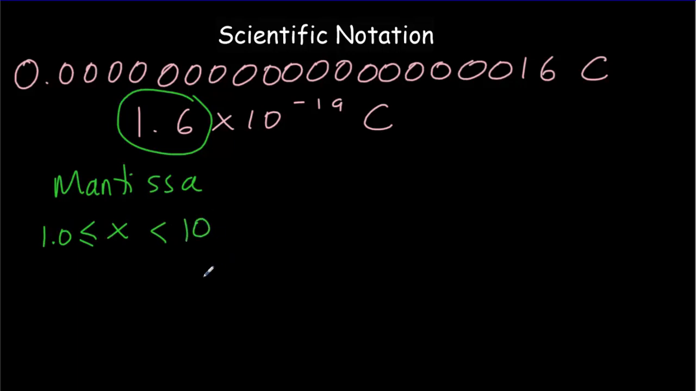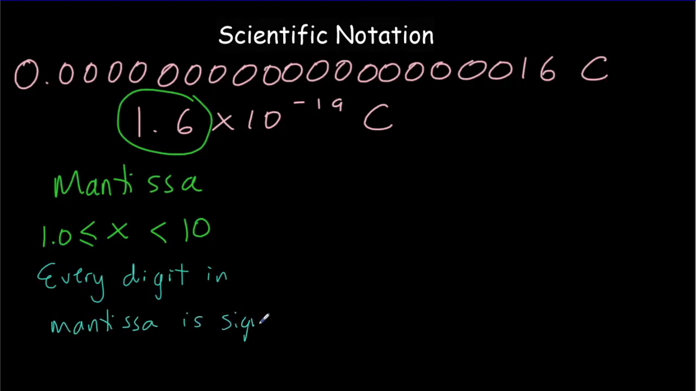And because it's always a number between 1 and 10, every single digit in the mantissa is significant. So every digit in the mantissa is significant. So you don't have to do any of this messing around with these placeholder zeros to determine whether we should count them or not. We just count up all the digits in the mantissa, and that's the number of significant figures.